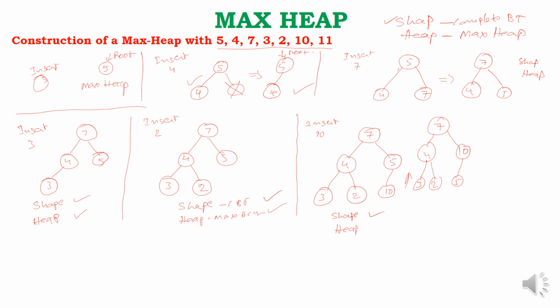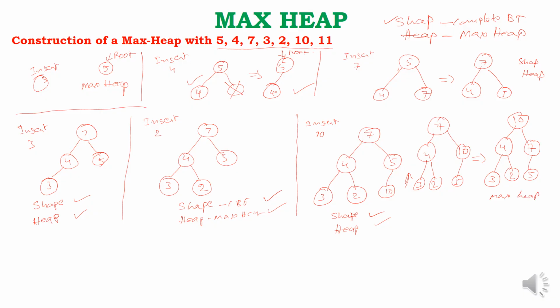Now is it satisfying the heap property? No. 7 is less than 10, so the parent should be greater than 10. Now again interchange these two: 10, 4, 7, 3, 2, 5. Now is it satisfying the heap property? Yes. It is satisfying the shape property. Yes, both shape and heap are satisfied. So it is a max heap.